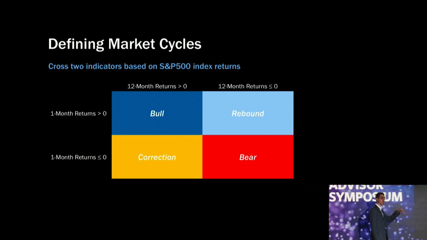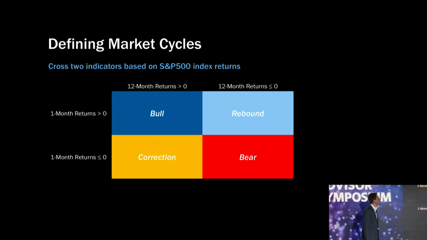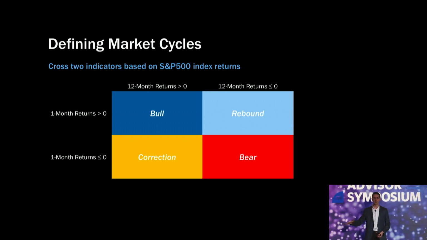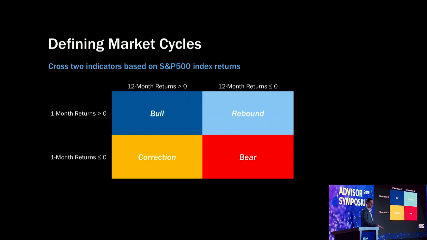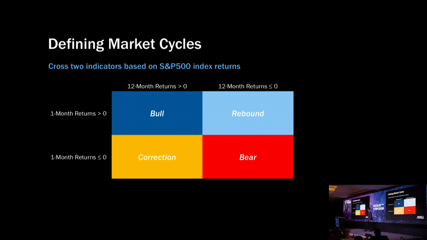What about turning points? Well, those are intuitive. Let's say that we are coming from a good year, but we have a bad month all of a sudden. Well, I call that a correction. What about the opposite? We are coming from really a bad year, and all of a sudden we have a good month. I call that a rebound.